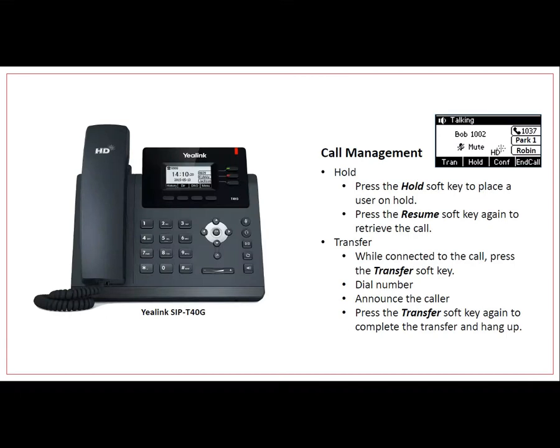Now that we've answered or placed our call, we need to manage it with the various functions that are available to us at this stage. Our screen has changed with the soft key function, and it now shows me a transfer, a hold, a conference, and an end call. As a little side note, please notice here next to the extension number, there is an image of a handset. That tells me that I'm actively on that conversation. When there is no handset, as you see over here in this example, that means the phone is idle or I'm not actively on that call.